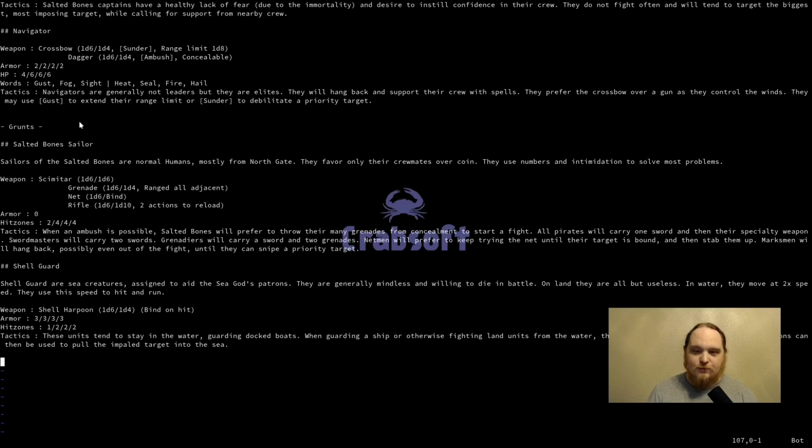Netmen will prefer to keep trying the net until their target is bound and then stab them up. Marksmen will hang back, possibly even out of the fight, until they can snipe a priority target.